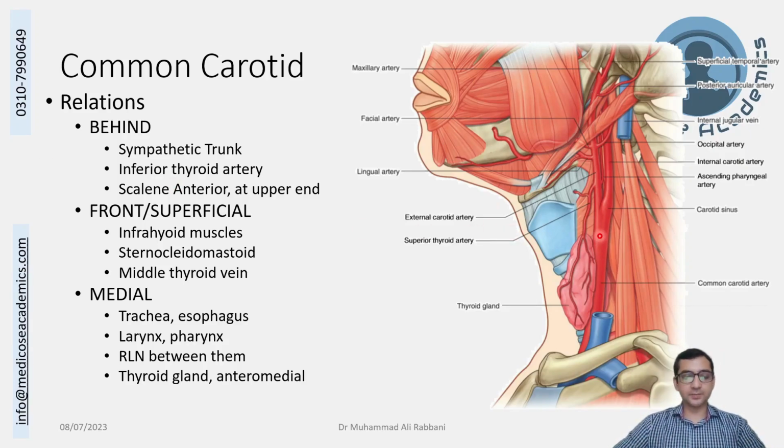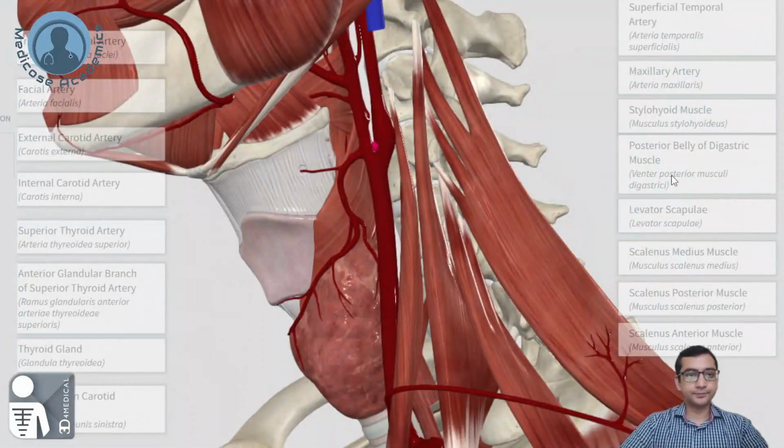Okay, what structure is behind it? Behind it, in this particular picture, you can see the muscles that are present behind it. The muscles that are present behind are the scalenus group of muscles. So there is scalenus anterior at the upper end, and as we go on, this is the scalenus anterior. Behind that, there is also the sympathetic trunk. Let me show you right here.